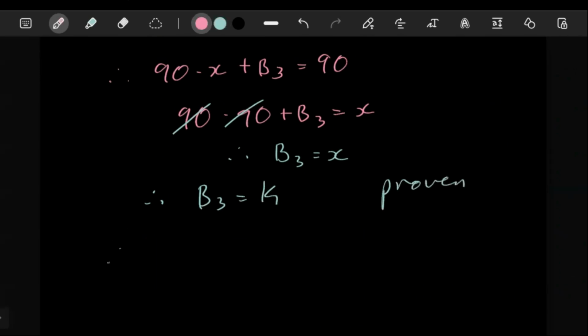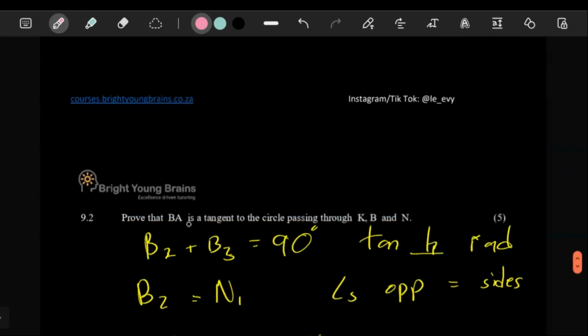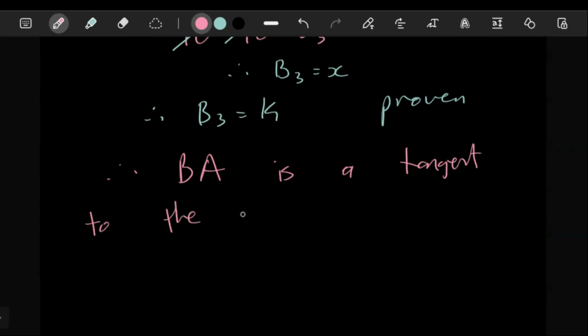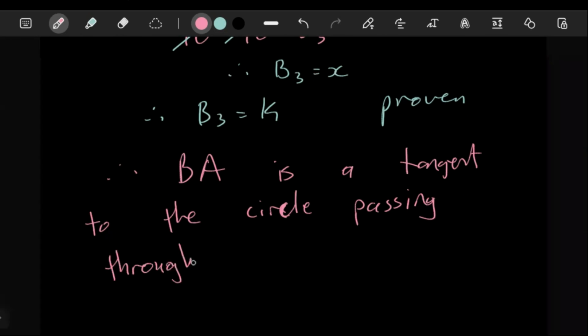So now you can say, therefore, BA is a tangent to the circle passing through KBN. So BA is a tangent to the circle passing through KBN. The reason for that is converse of tan-chord theorem.